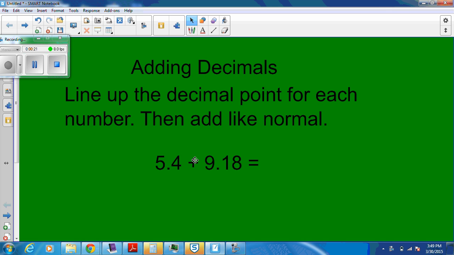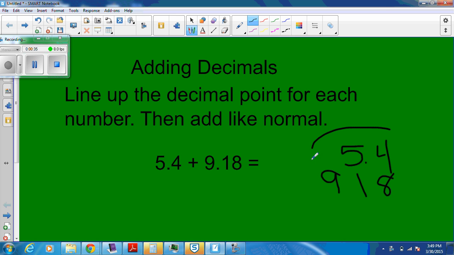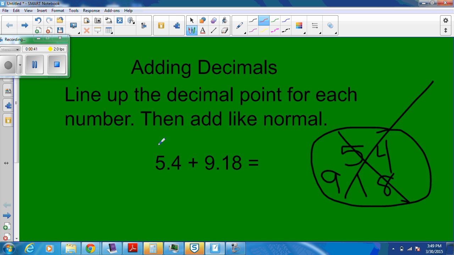Well, some people might be tempted to add that 4 to the 8 and just write it like this. 9, 18. That is not correct. And the reason it's not correct is because we want to use what we know about place value. We know that the 5 is in the ones place, the decimal has its own column, and then the 4 is in the tenths place.